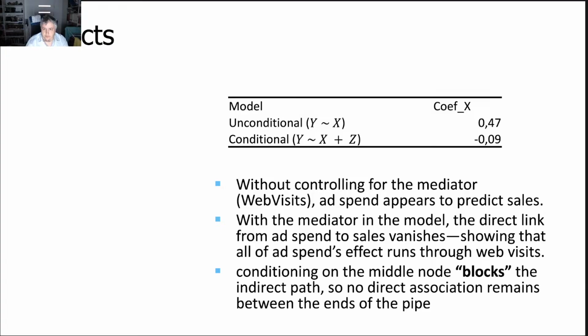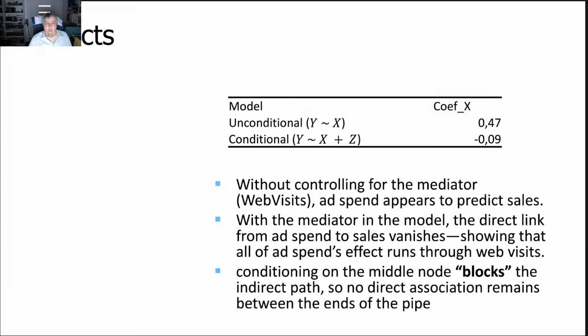So if we have this unconditional model, we have a very strong relationship between ad spend and the sales. However, if we condition on both X and Z, then this relationship becomes much smaller. And without controlling for the mediator, the web visits, the ad spend appears to predict the sales. So we can assume, using our simple model, well, we know how much we spend, so the more we spend, the more we gain.